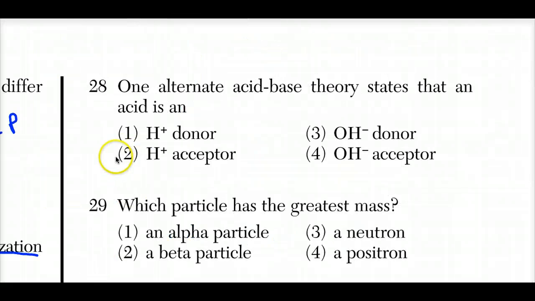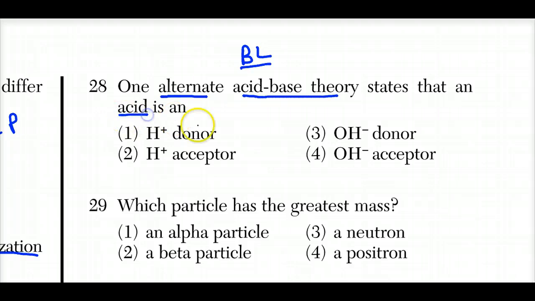If you've been following along with number 27, 28 follows right in queue here. One alternate acid-base theory, notice they're saying alternate, they're not giving it by name, by the way, it's the Bronsted-Lowry definition they're talking about, states that an acid... Well, if you know nothing about Bronsted-Lowry, what would be the best explanation? Well, from Table K, you have what?